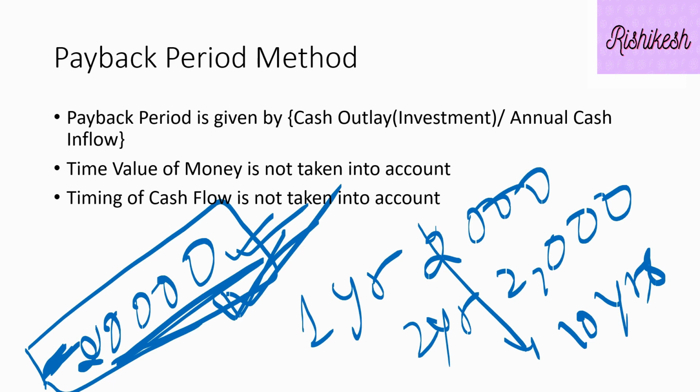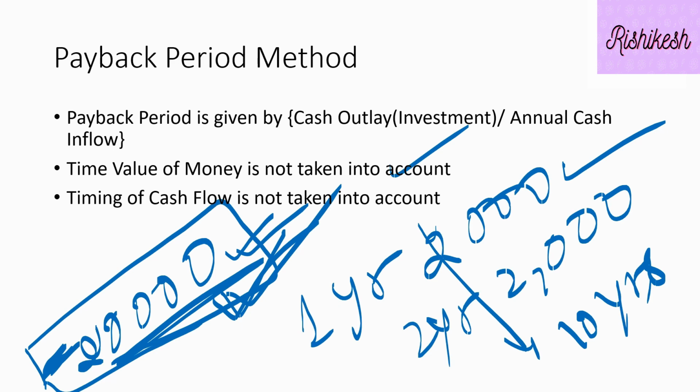And this is what is defined by the payback period. If you have made an investment, in how much time can you actually recover that entire investment? In how much time can your cumulative cash flow become zero? In how much time can your net cash flow become zero? That is what defines the payback period. So it's given by the cash outlay, that is the investment that you have made, divided by the annual cash inflow, that is the cash which is coming in. You will understand this very elaborately with the help of examples that we are going to take.